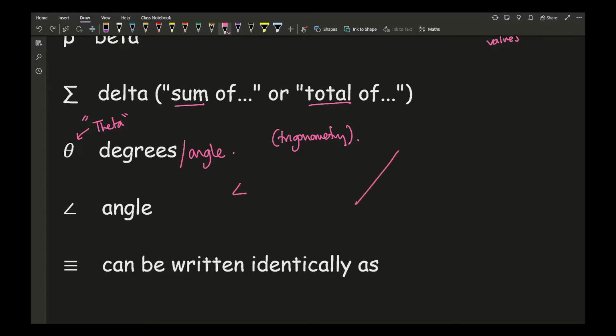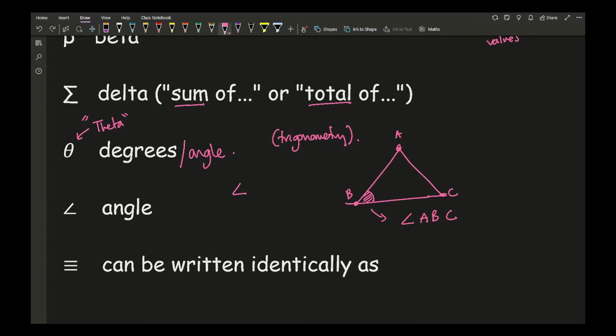So if I had a triangle and the vertices were labelled A, B and C, then if I want to represent this angle here, then that would be the angle of A, B and C.